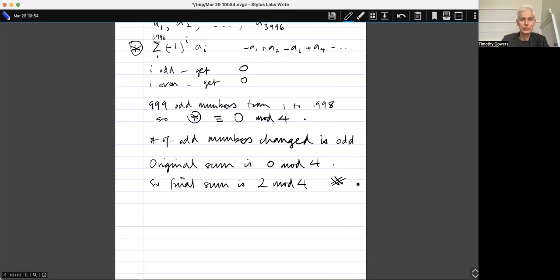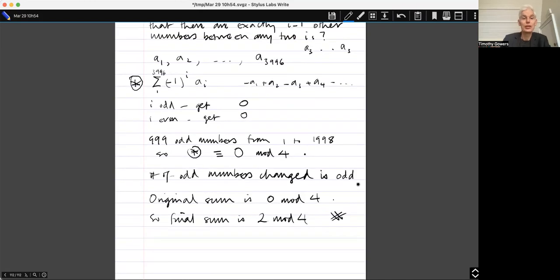I'll just check whether I really understand what I've just done. So I'm calculating the sum of these things, on the assumption that we have exactly i minus 1 other numbers between any two i's. I get that for any odd number, like 5, I'm going to have 1 of 5 and 1 of minus 5. And for any even number, they'll have the same sign. And so that means that the sum is going to be 0 mod 4.